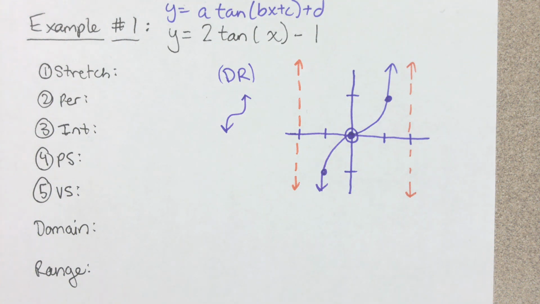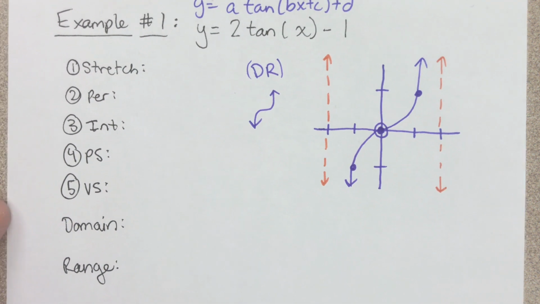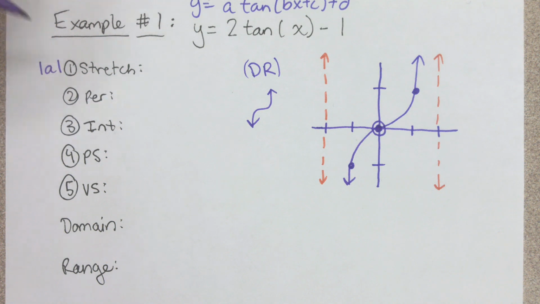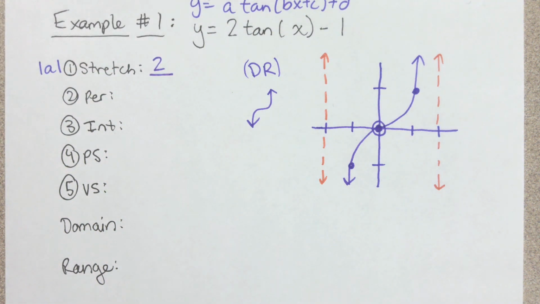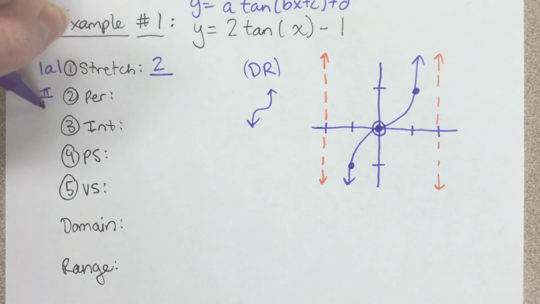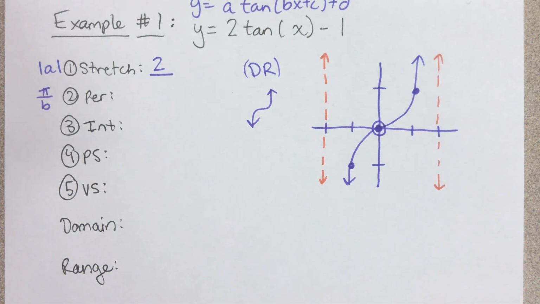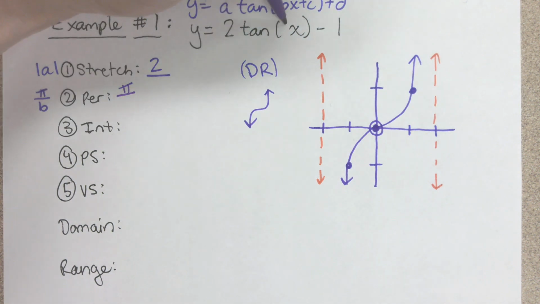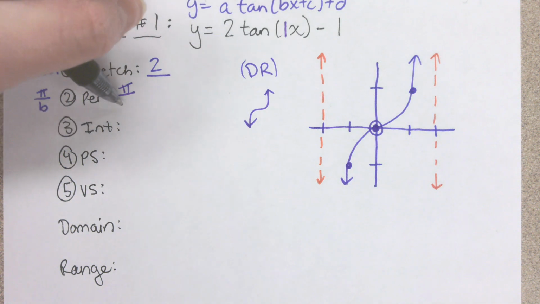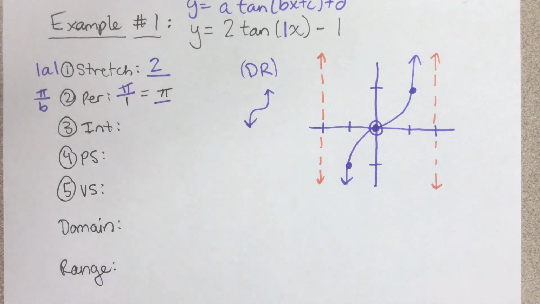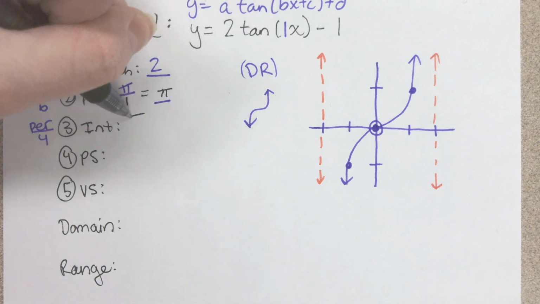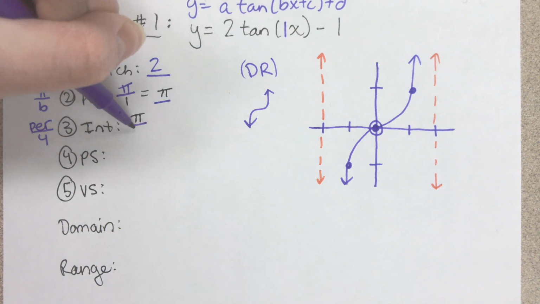Let's fill out the info. Stretch, you find it just like amplitude, it's absolute value of A. In this case, A is just 2. Period, remember the rule changes, it's pi over B. Pi over our B here is 1. So it's just a nice pi. Interval didn't change, period over 4. Our period is pi. So it's pi over 4.